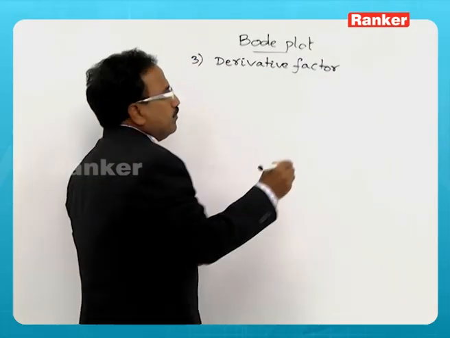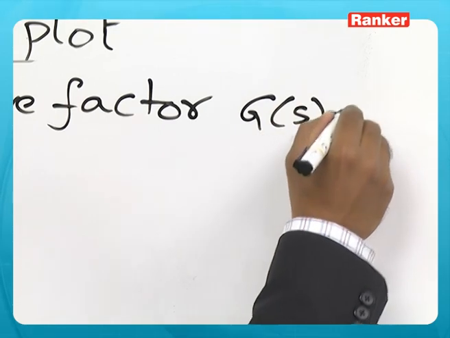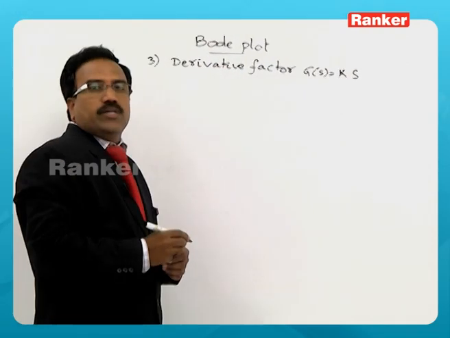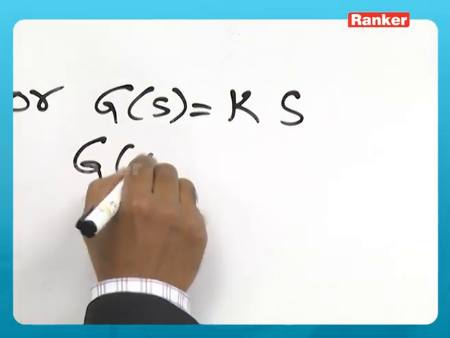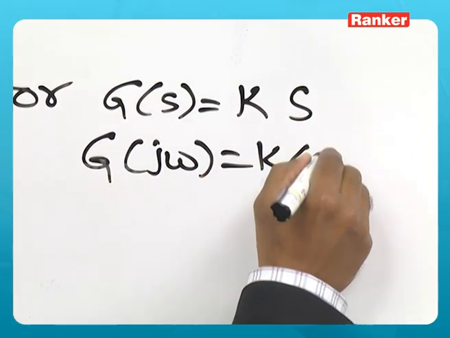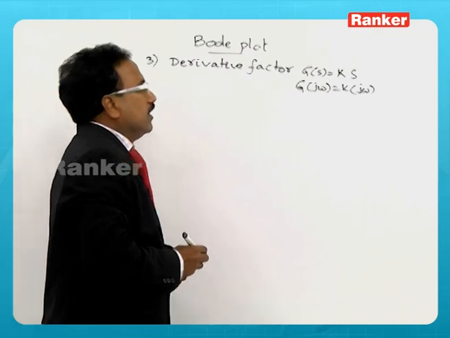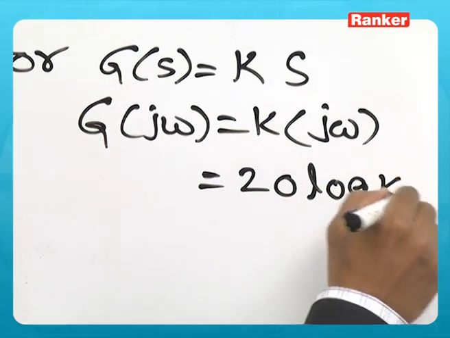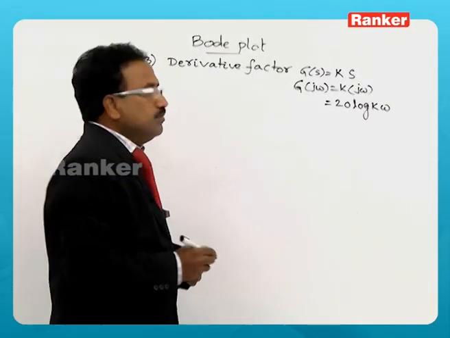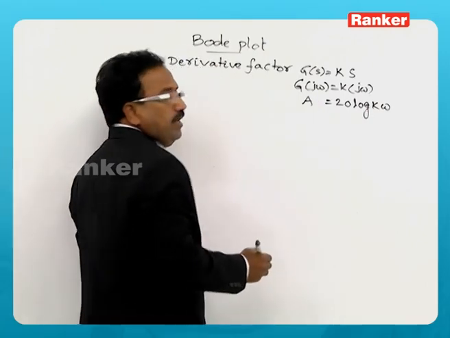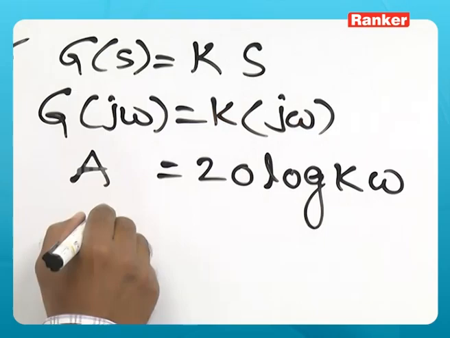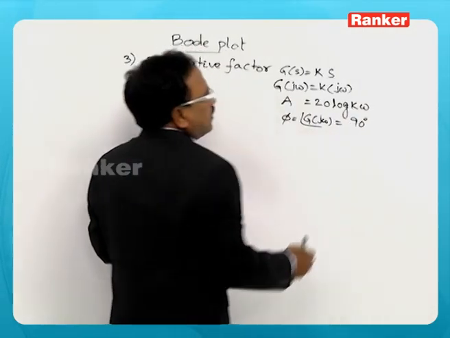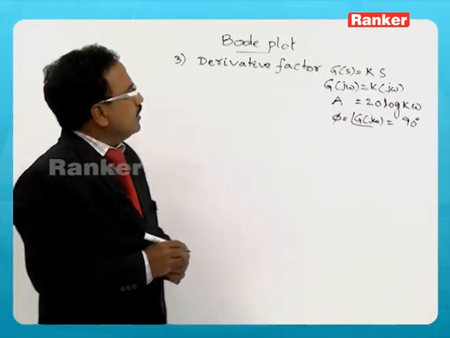The meaning of derivative factor, if you consider the function as k and 0 at origin. So, g of j omega is k times j omega, and the magnitude can be written as 20 log k omega, represented by a, and the phase angle of g of j omega is plus 90 degrees. Magnitude is expressed in decibels.